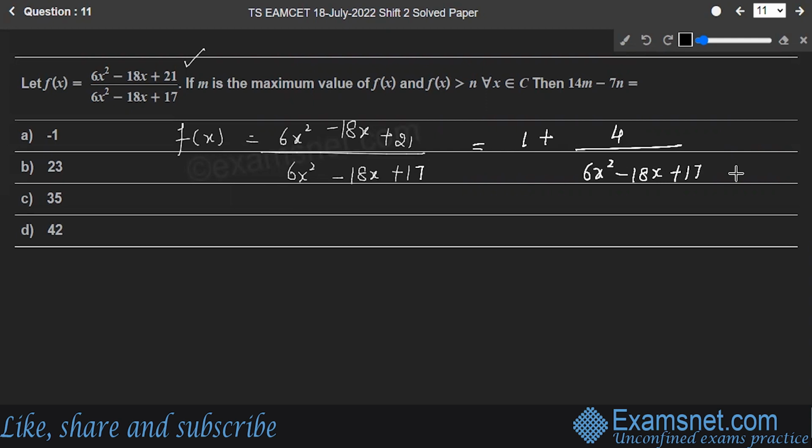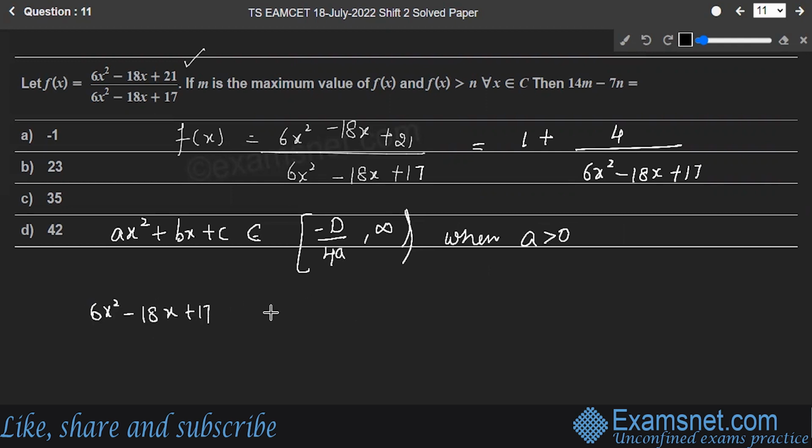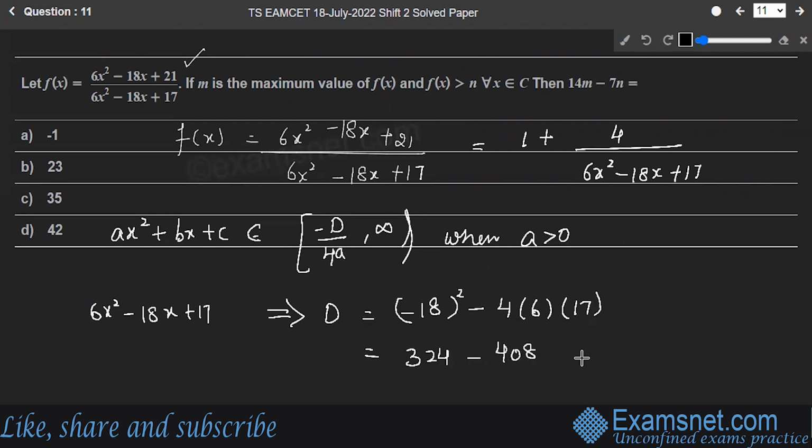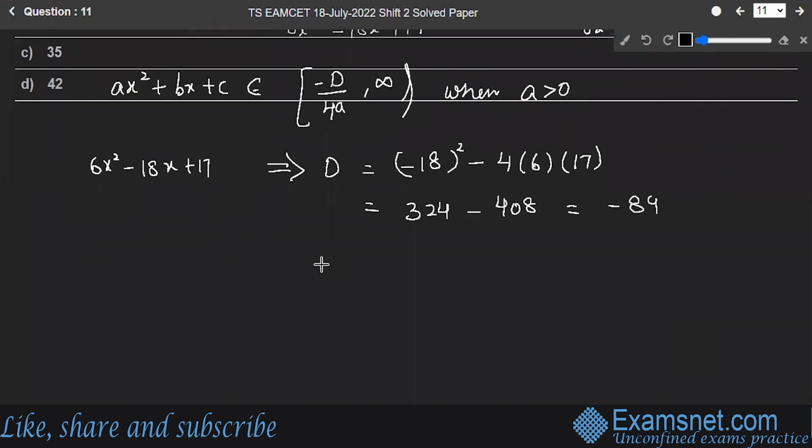Now one thing, if I look at the denominator, which is 6x² − 18x + 17, I'll do some calculations now. For any general equation ax² + bx + c, this belongs to the interval [−D/4a, ∞) when a is positive. So let's calculate the discriminant for this 6x² − 18x + 17, which is given by b² − 4ac, that is (−18)² − 4ac. So minus 4 into a is this and c is this. 18 square is 324, minus this 408, which will give you −84. And −D upon 4a will be given by 84 upon 4 into 6, which will be equal to 7/2. Okay.